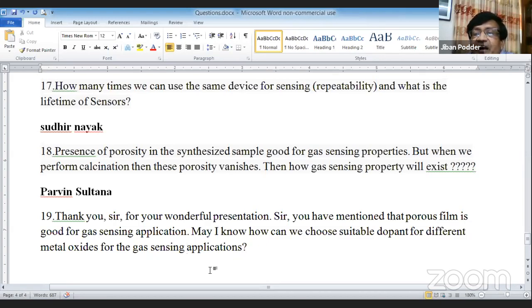You have mentioned the porous film is good for gas sensing purposes. How can I know the suitable dopant for different metal oxides? Yeah, that is, you see here, Dr. Parveen asked why we are doping copper, iron, zinc, so many different transition metals, to get the better surface morphology actually.